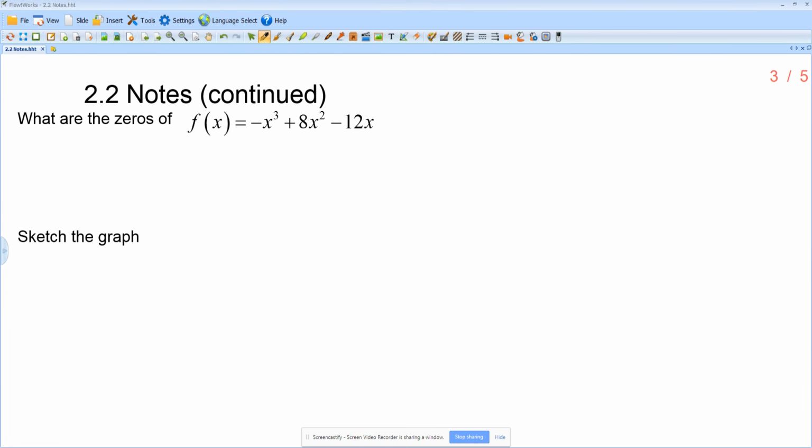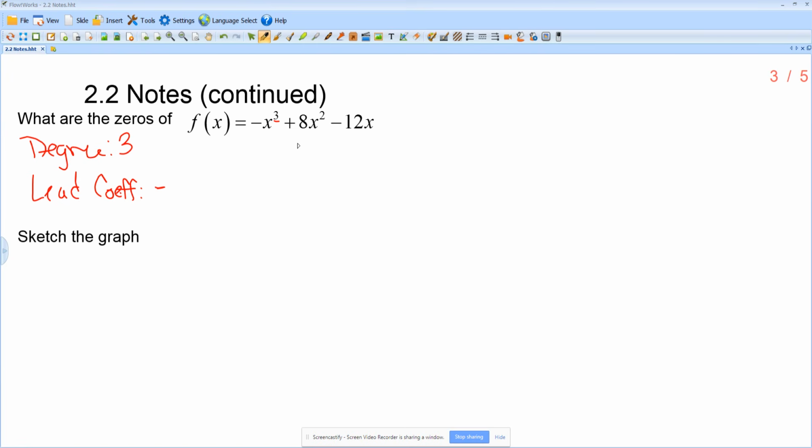What are the zeros of f of x equals negative x cubed plus 8x squared minus 12x? So first, looking at the degree here is the highest degree, so that's 3. Looking at the lead coefficient, our lead coefficient here is negative, which tells me that there's going to be some reflecting going on.